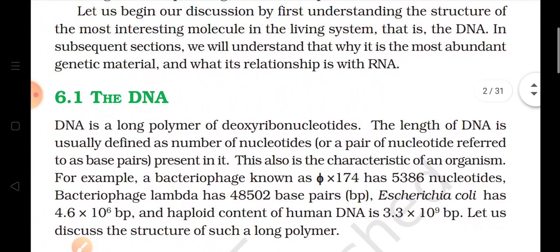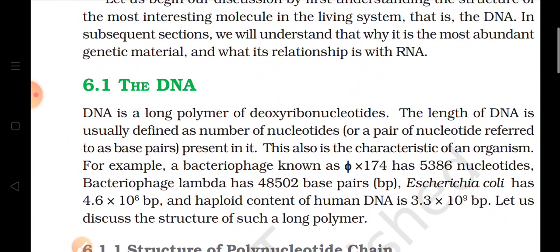So first is DNA. DNA is the genetic material in the majority of the organisms. DNA's full form is deoxyribonucleic acid. So it is a nucleic acid, and nucleic acid is made of nucleotides. So it is a long polymer of nucleotides. The length of the DNA varies from organism to organism, and it depends upon how many nucleotides are joined together. The joined nucleotides make the polynucleotide, that is, DNA.